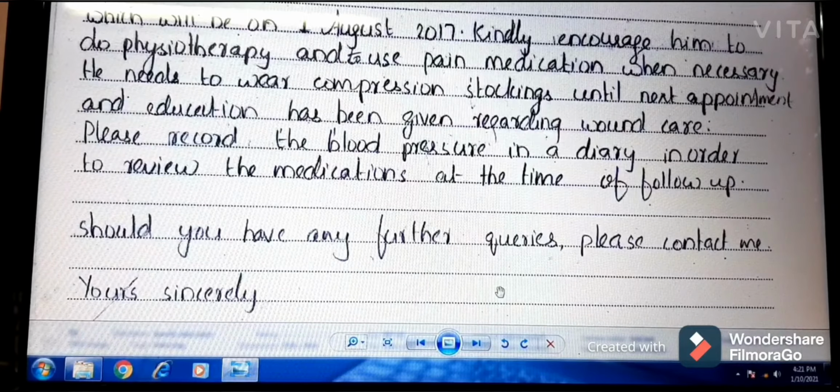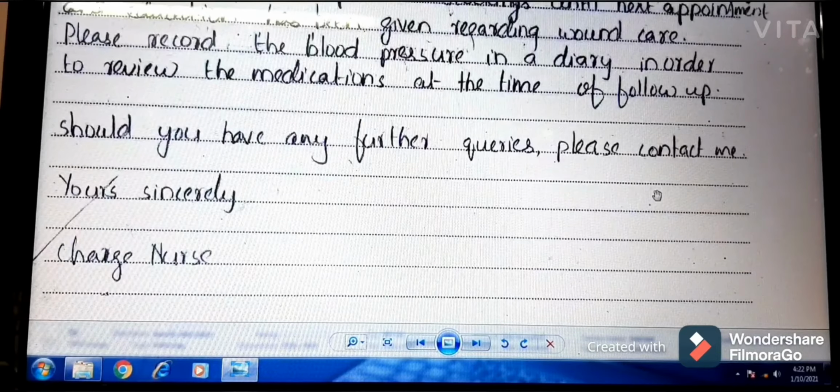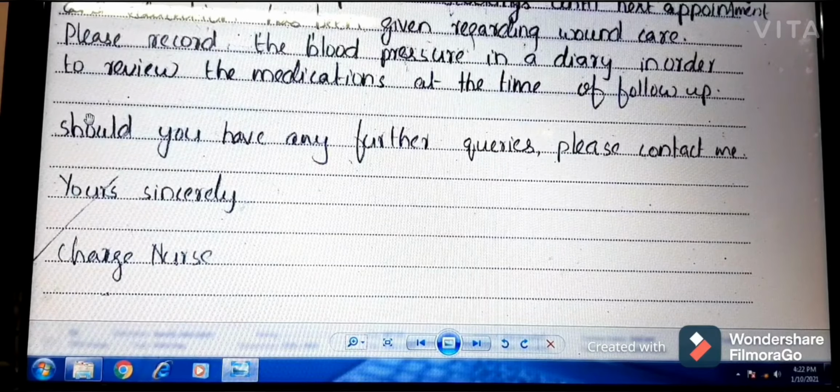Kindly encourage him to do physiotherapy and to use pain medication when necessary. He needs to wear compression stockings until next appointment, and education has been given regarding wound care. Please record the blood pressure in a diary in order to review the medications at the time of follow-up. Should you have any further queries, please contact me. Sincerely, charge nurse.